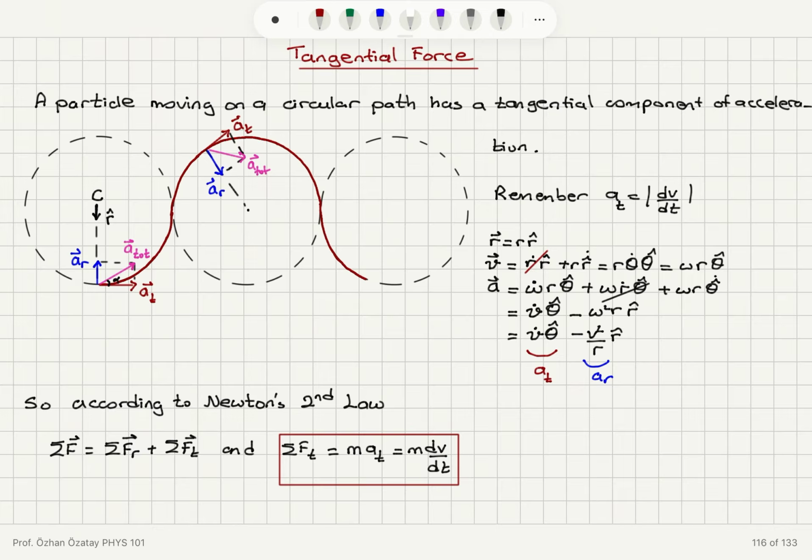So we have this tangential acceleration, which is dv/dt in this problem, and according to Newton's second law, the total force must have a radial component and a tangential component, where the tangential force would be m dv/dt, and the radial force would be m v squared over r in the minus r hat direction.